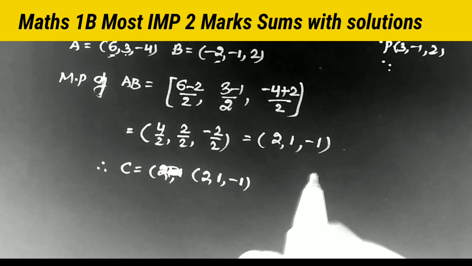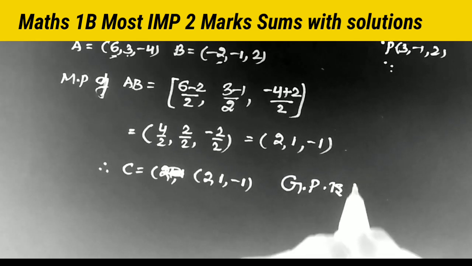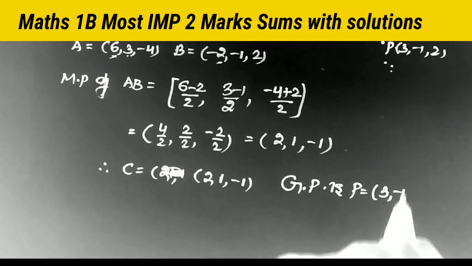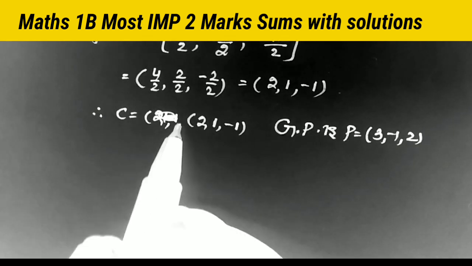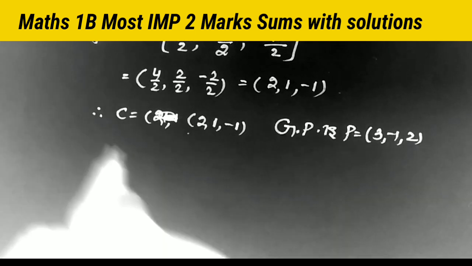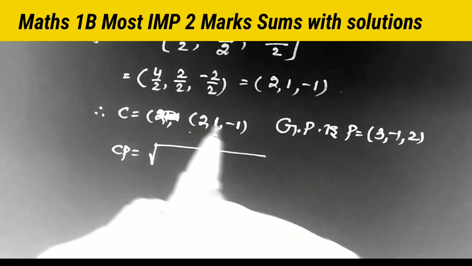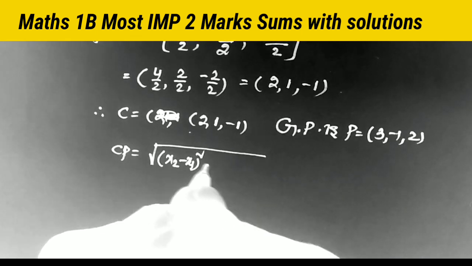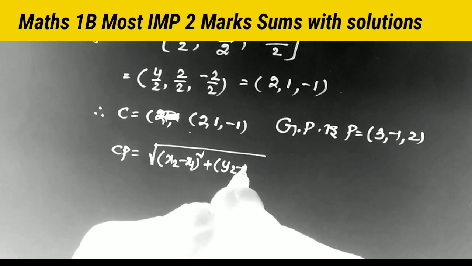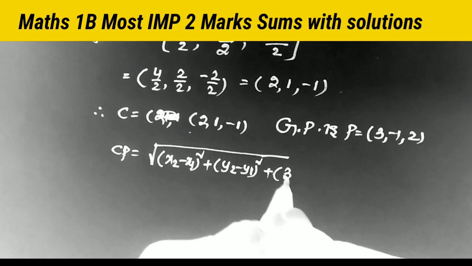And what is the given point? I take that point as P. P = (3, -1, 2). Now what is the given question? Find the distance between the midpoint and this point. Therefore, CP is the distance between the midpoint and this point. What is the formula? Square root of (x2 - x1) whole square plus (y2 - y1) whole square plus (z2 - z1) whole square.